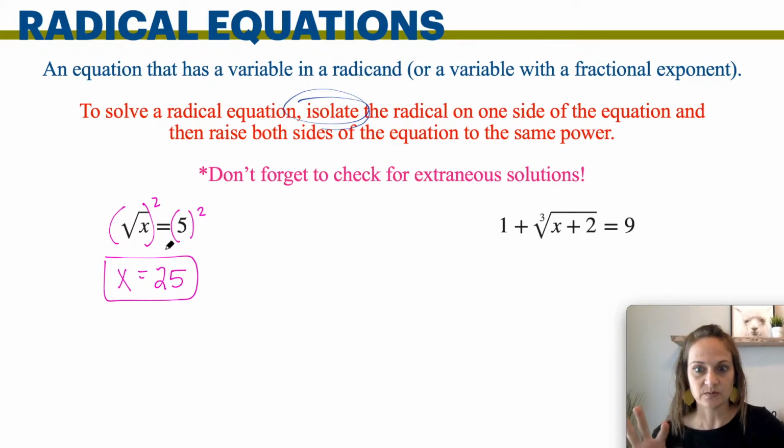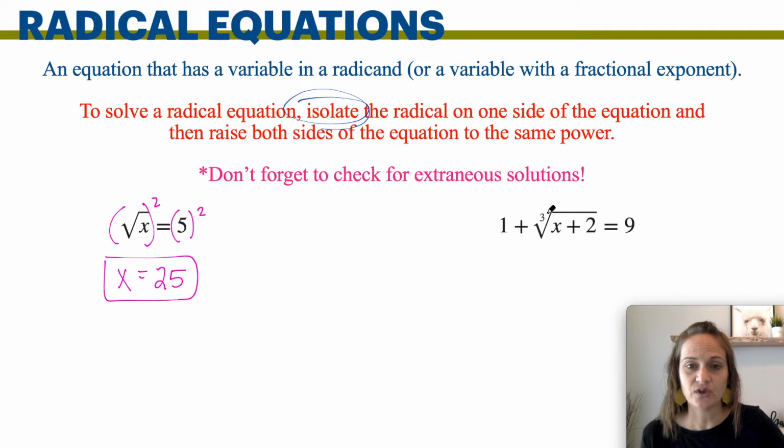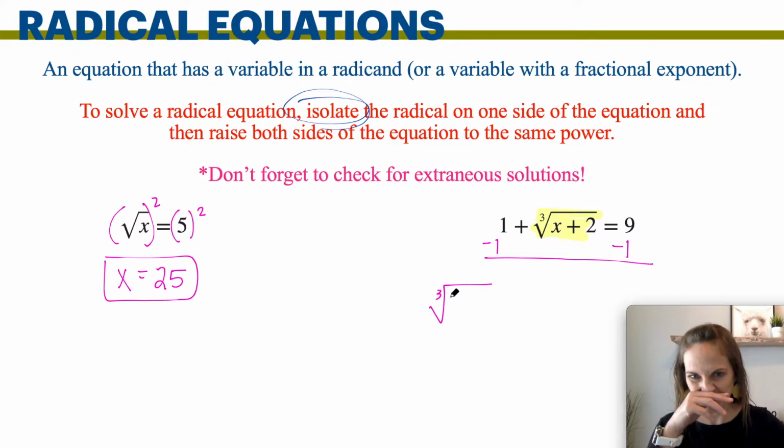And just to explain it, if I said that it possibly could be a negative 25, if I put negative 25 back in here, I do not get 5. I actually would get 5i, and so that is why you do not take the plus or minus in this case. Over here, it had told me to isolate the radical, and so I need to isolate this radical. So in order to get this by itself, I need to subtract 1 from both sides. So I'll get the cube root of x plus 2 equal to 8.